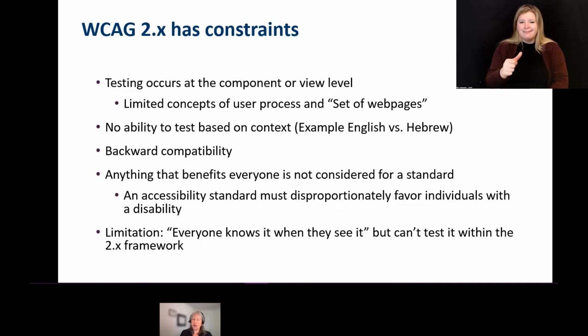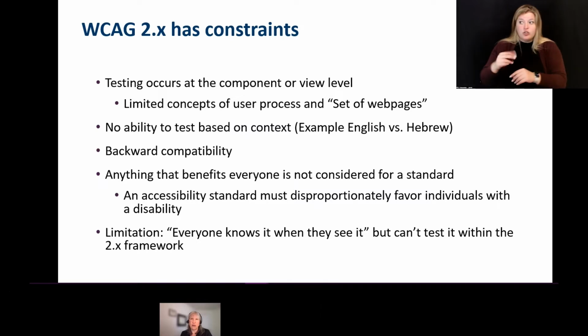And it doesn't even really have a great scoping for a site or a holistic element. We talk about a set of web pages as a collection of web pages that share a common purpose and are created by the same author. But that still has a little bit of ambiguity in it. There's also no ability to test based on context. And a simplistic example of that is around cognitive accessibility. It would be great to have some standards that talk about simplifying language so it makes it easier for people to understand. But how we do that in English is different than we would do it in Hebrew.